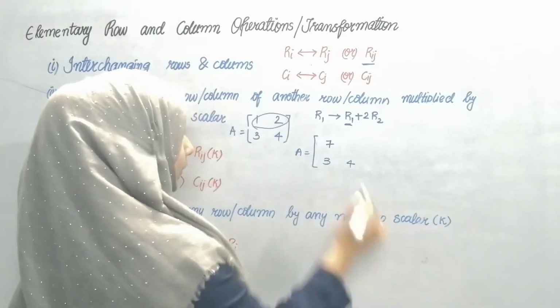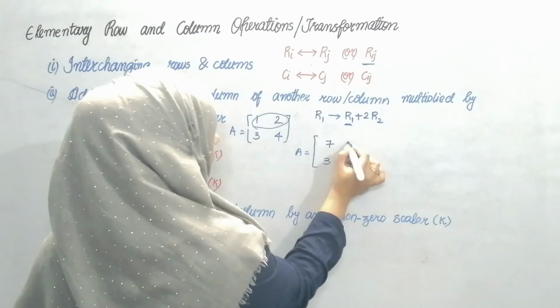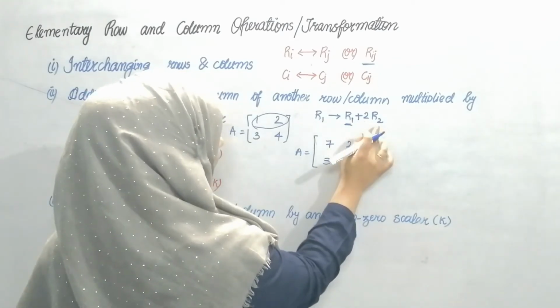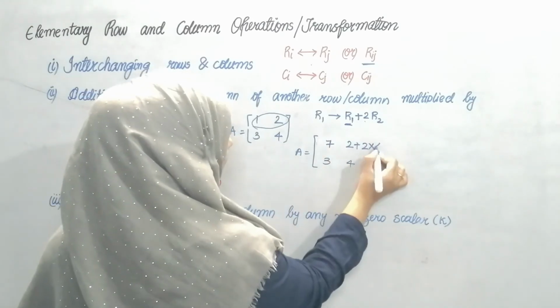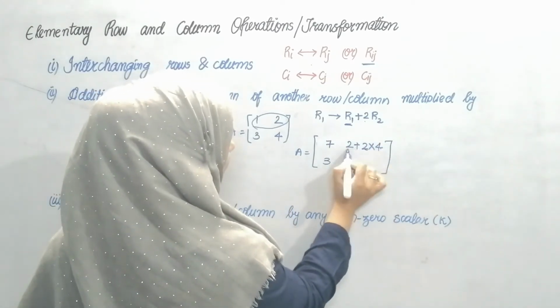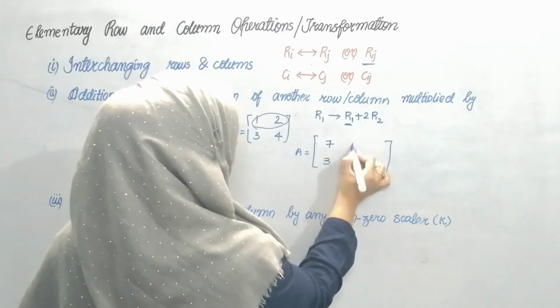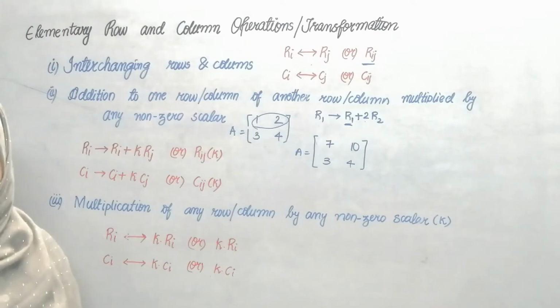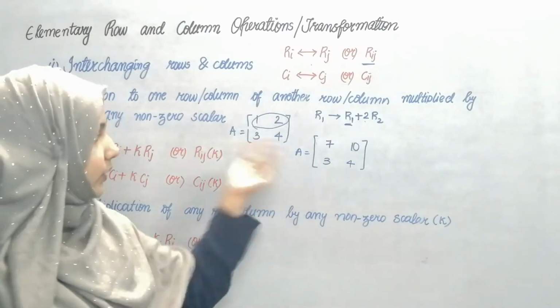Clear? Same way, element of first row plus 2 into element of second row, that is 4. What this will be? 4 2s are 8. 8 plus 2, 10. So this will be 10. Understood how we are doing this? Okay, the row is done, right?